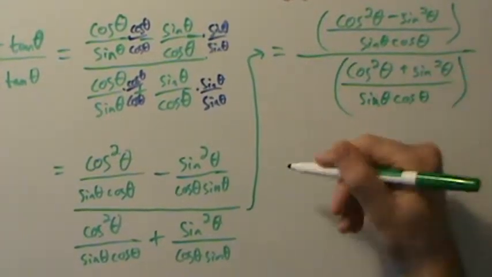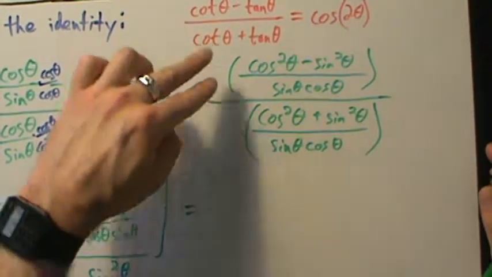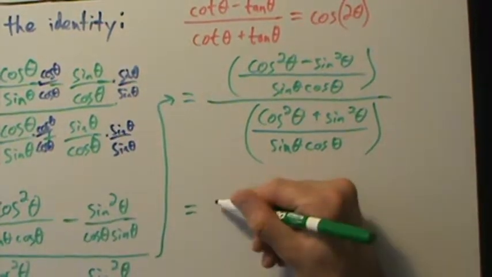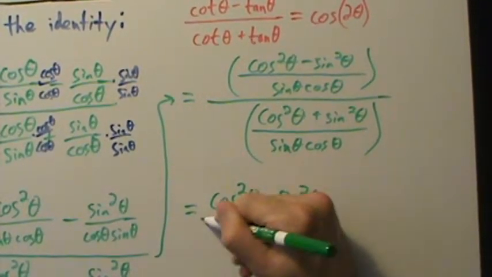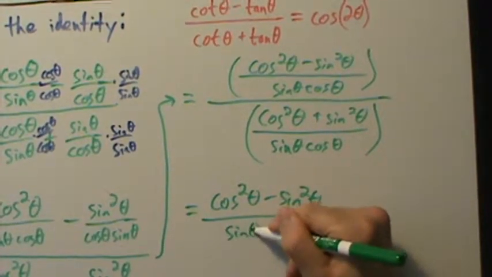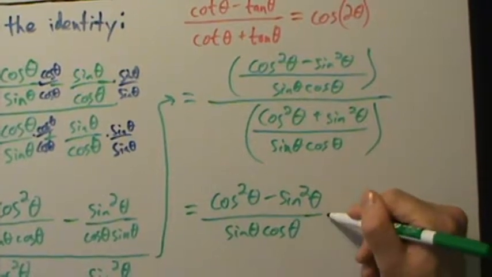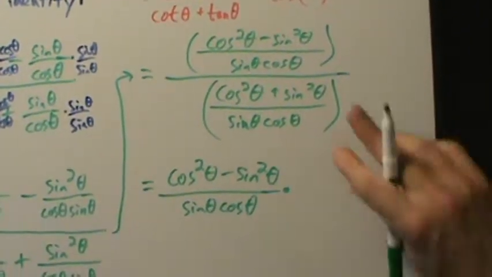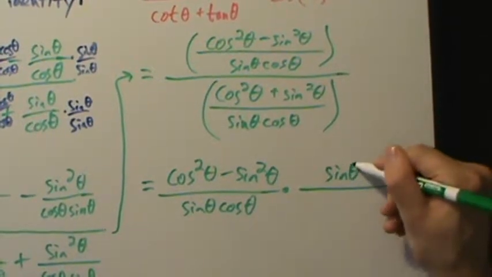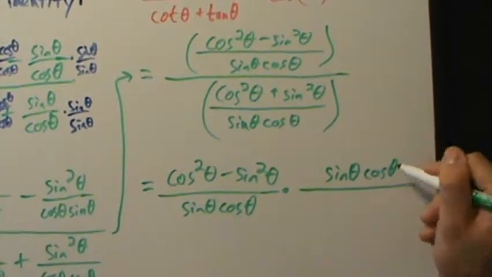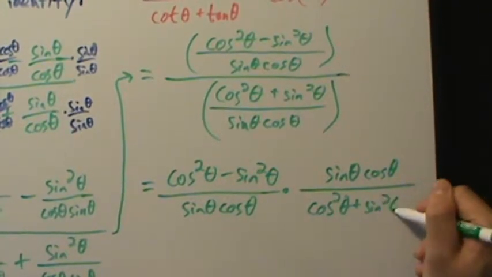Okay, so now we have one fraction divided by another fraction, so when you divide by a fraction, it's like multiplying by the reciprocal. So then what we have is the fraction on top, which is cosine squared of theta minus sine squared of theta, all divided by sine theta cosine theta, so that fraction on top, multiplied by the reciprocal of the fraction on the bottom. And the reciprocal of the fraction on the bottom is sine theta cosine theta, divided by cosine squared of theta plus sine squared of theta.